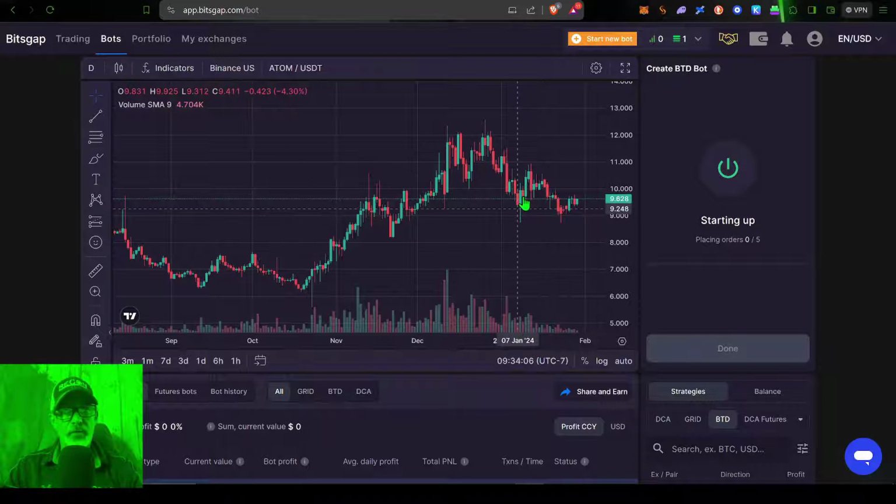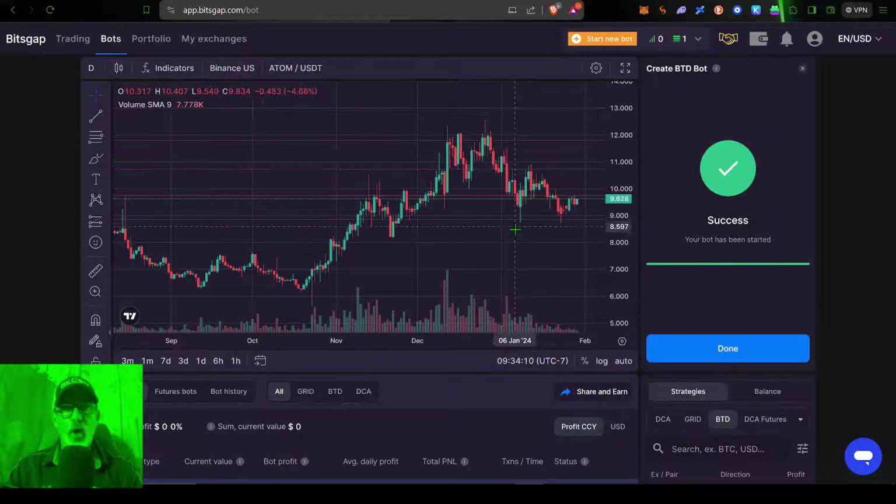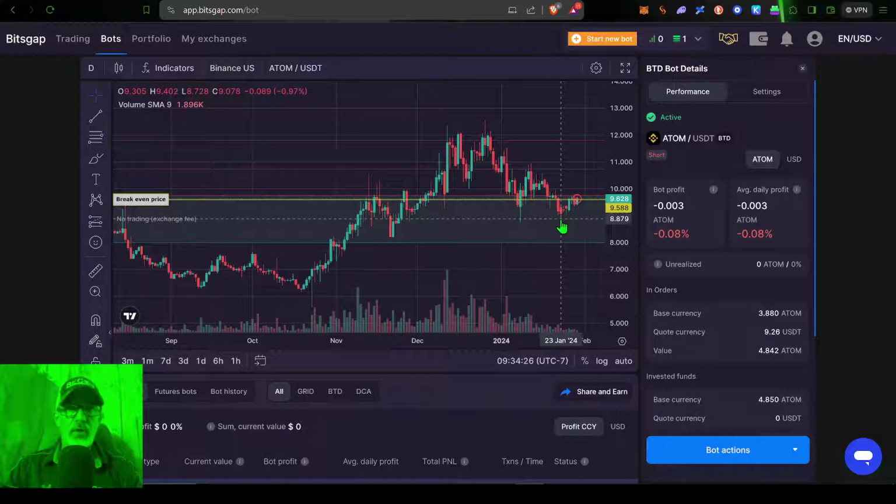It will begin to deploy those grid lines, which are basically open limit orders. They're open limit buy and open limit sell orders. So they are actually open live limit orders on your exchange, waiting for the price to hit that level and thus buy or sell. So my bot is deployed, and right now you can see my break-even price is pretty much where we deployed the bot at.